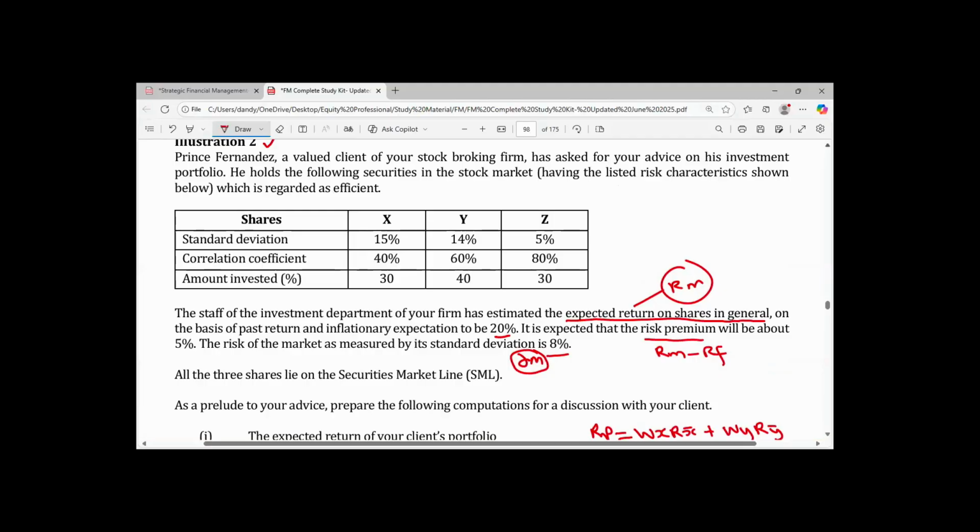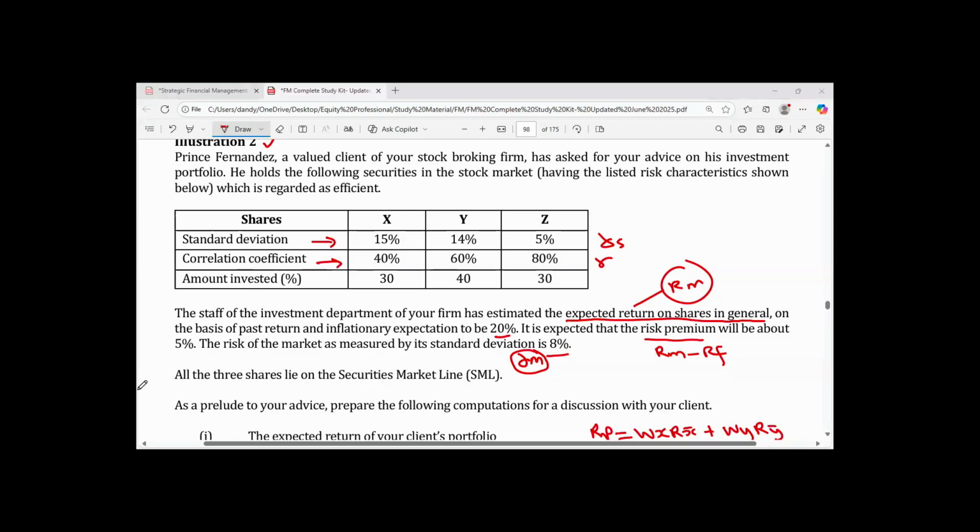You can see in this question, we are given standard deviation, the standard deviation of security. We're also given the correlation coefficient, which is R. That means we are going to use the first formula I provided to you last time.